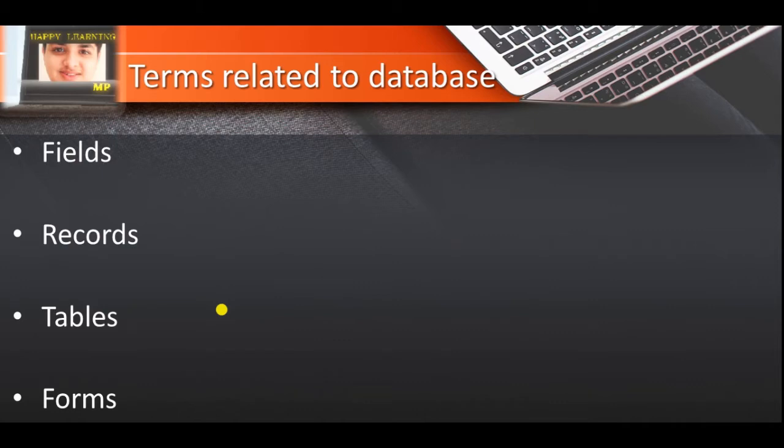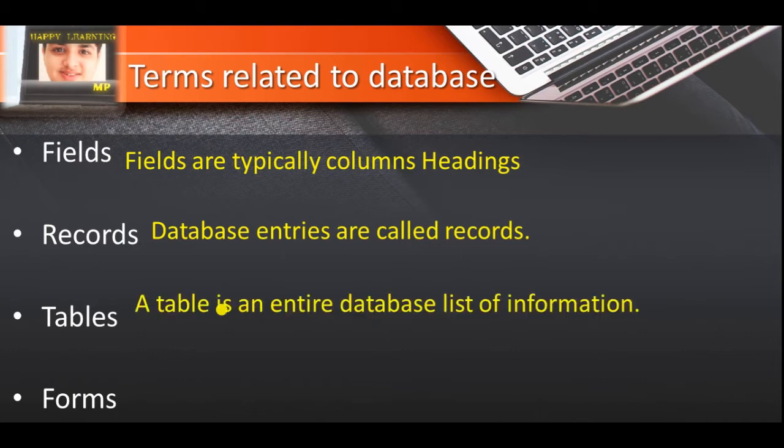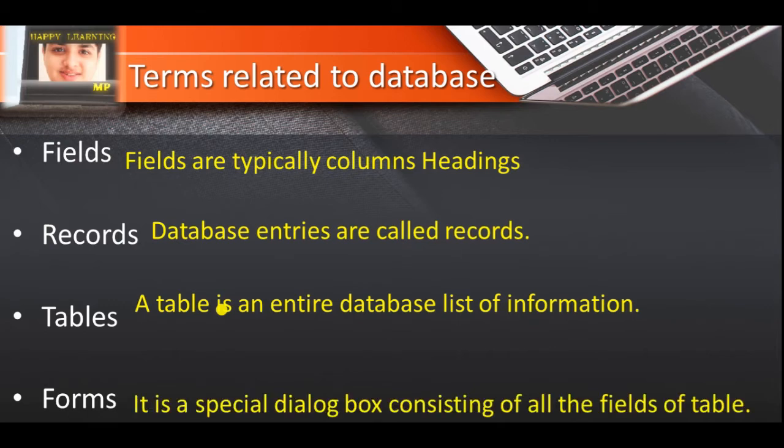Let's understand these terms. Fields are the column headings. Records are the entries given in a table. Each single row is known as a record. A table is an entire database list of information. And a form is a special dialog box consisting of all the fields of the table.